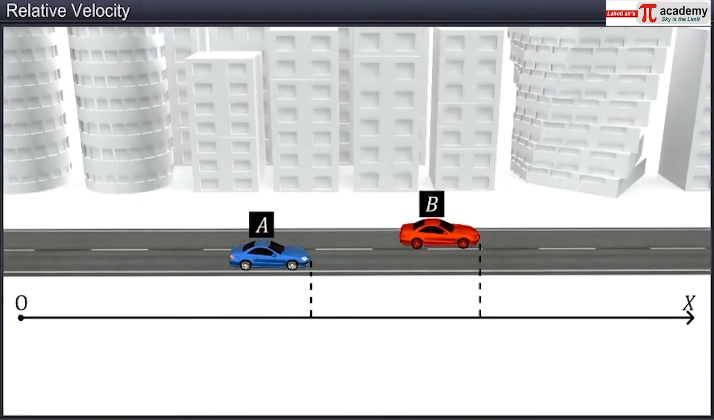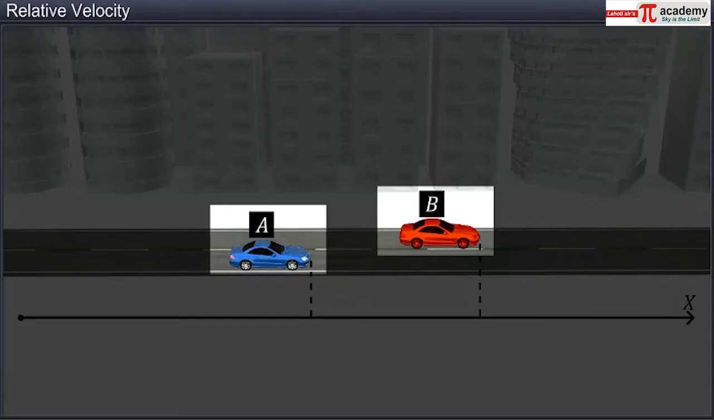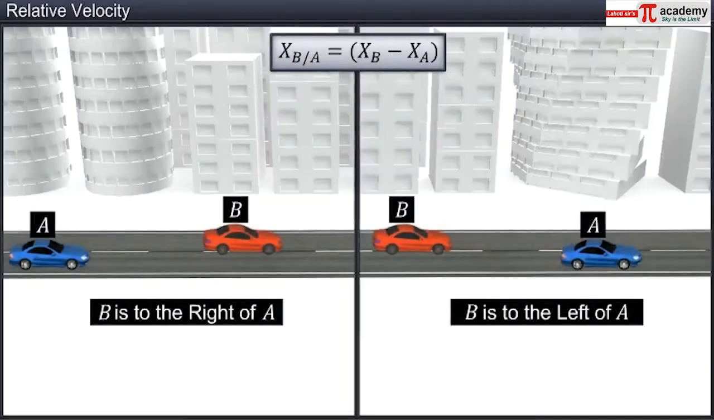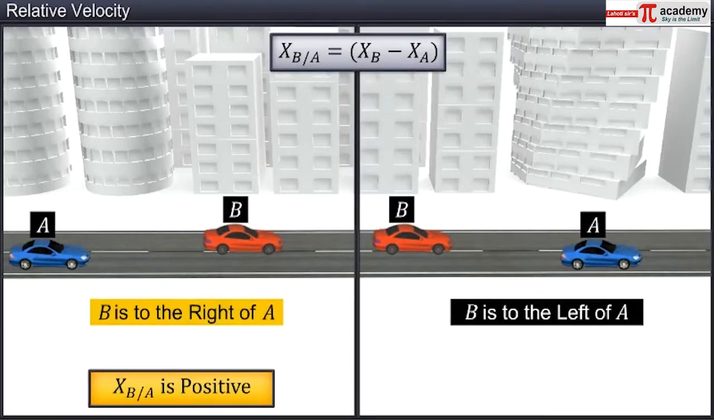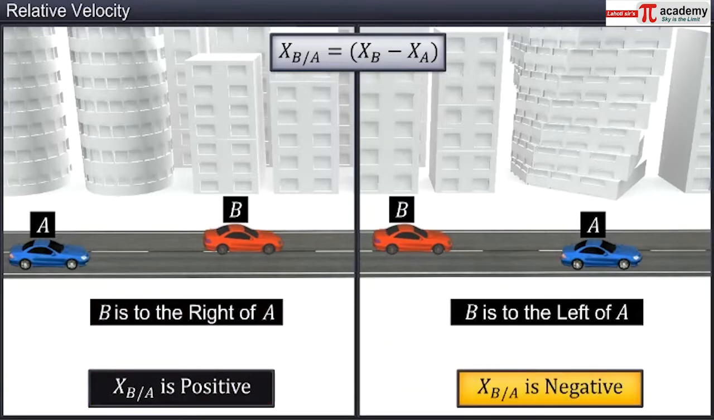Coming to the sign convention, regardless of the position of the origin O, with respect to the positions of A and B, a positive sign for xB/A means that B is to the right of A, and a negative sign means that B is to the left of A.